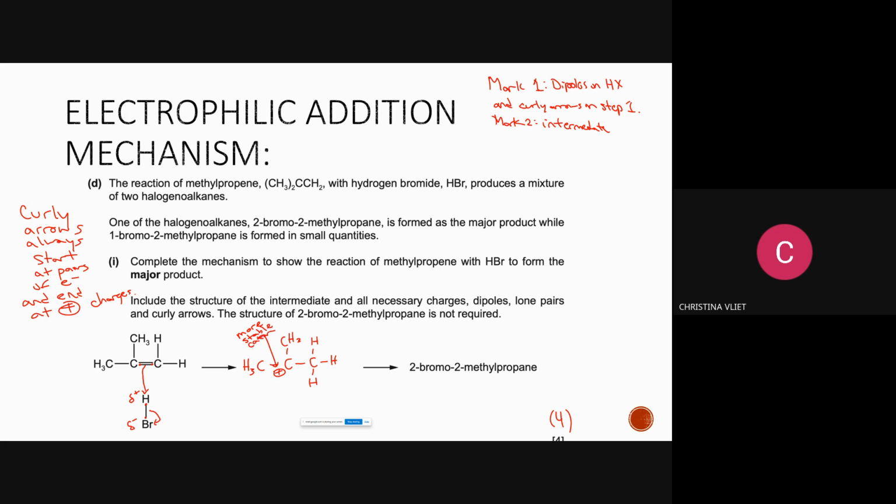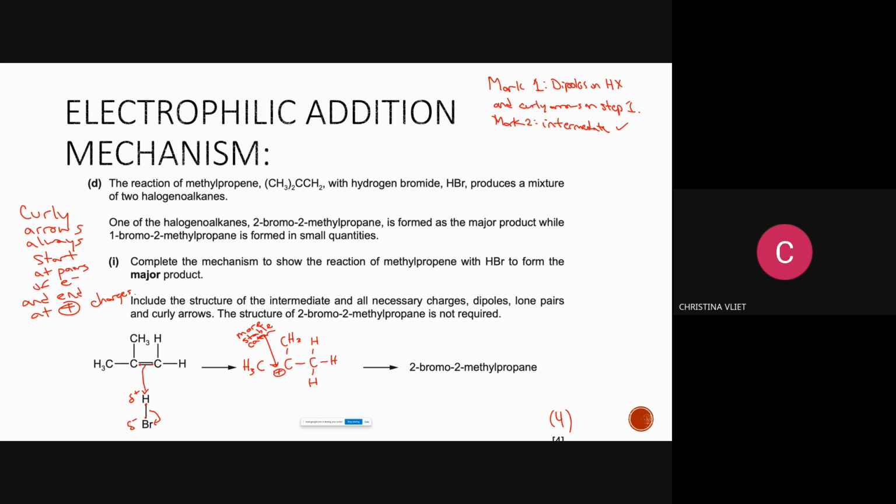So I'm writing the reason. Due to the inductive effect of these methyl groups, they stabilize that cation, whereas this carbon right here has nothing to help it. Hydrogens are very unhelpful. They don't have electron cloud density to give me. Does this kind of ring a bell? Yes. Okay, so Mark 2 is for that correct intermediate.